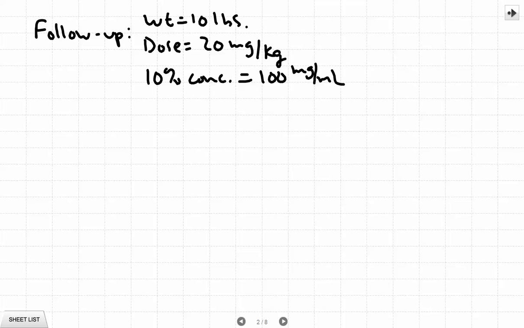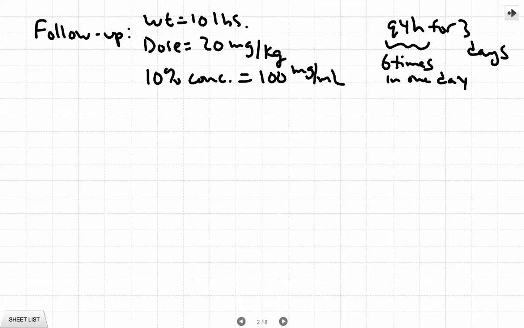We also need to figure out how many follow-up doses we have. So we're supposed to be giving these Q4H for 3 days. Now Q4H, every 4 hours in a 24-hour period, is going to be 6 times per day. So 6 times in 1 day. And since we're doing this for 3 days total, that's going to be 18 doses. So 6 doses in 1 day for 3 days is going to be a total of 18 doses. So whatever we're going to get for a follow-up dose, we're going to have to multiply by 18.